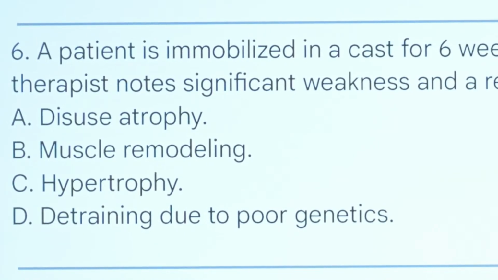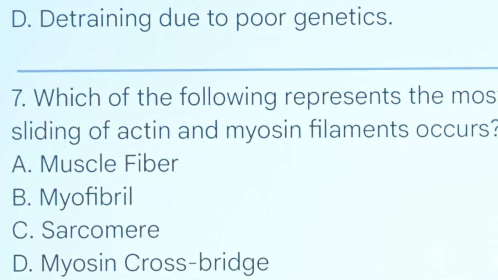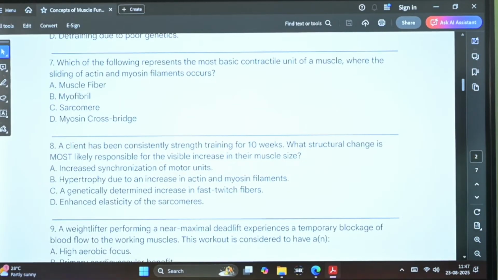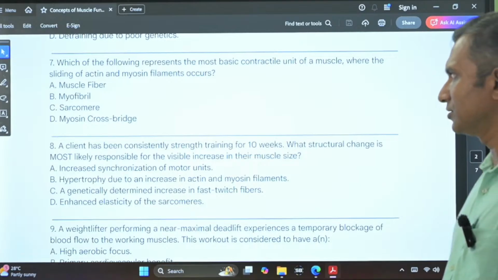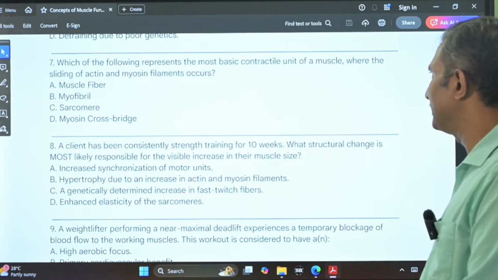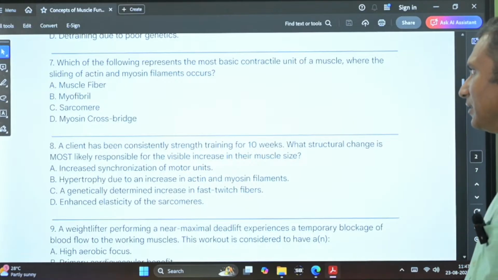Going to question number 7. Which of the following represents the most basic contractile unit of muscle where the sliding of actin myosin fibers occurs? Most basic contractile unit of a muscle.